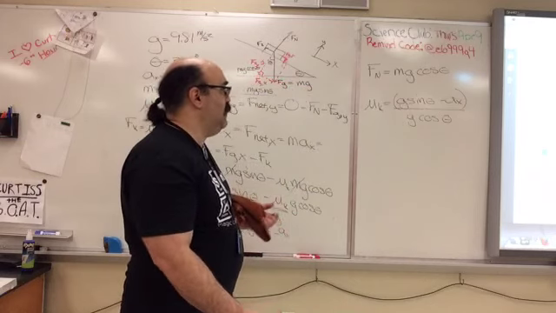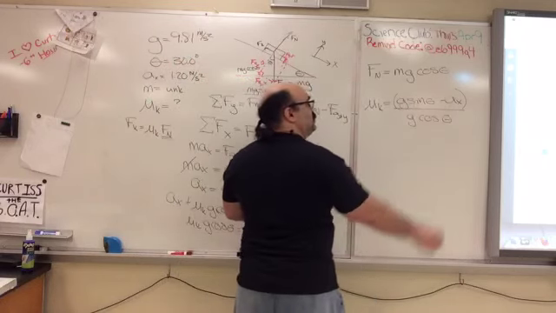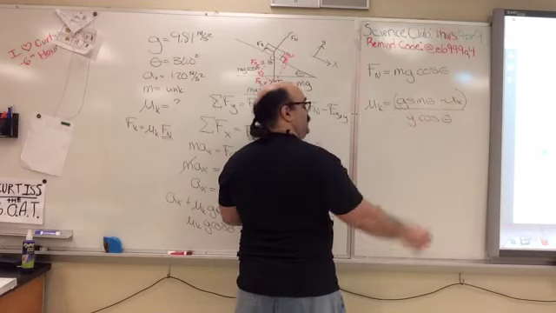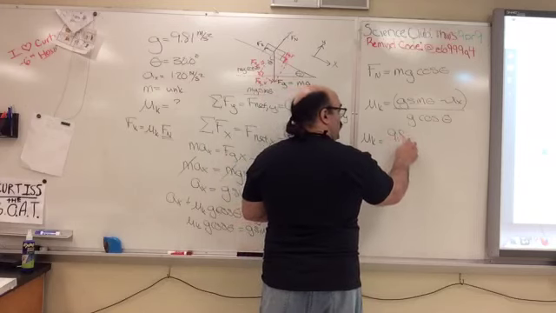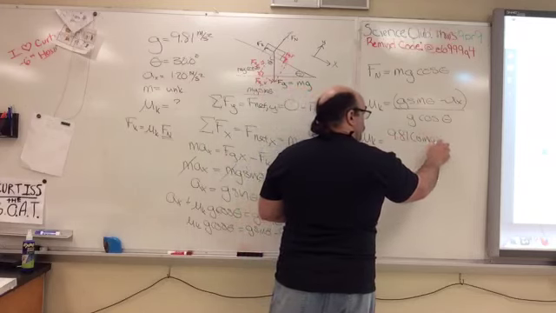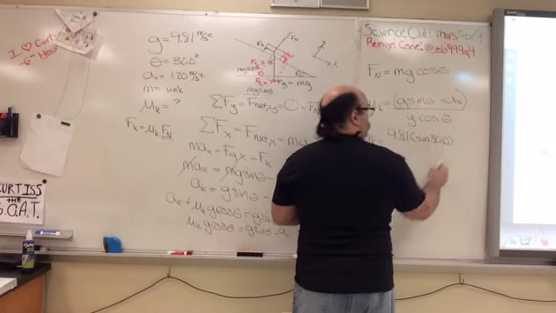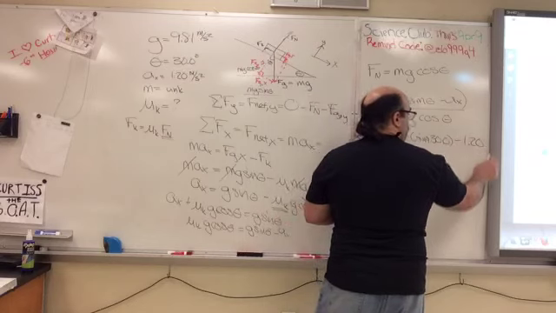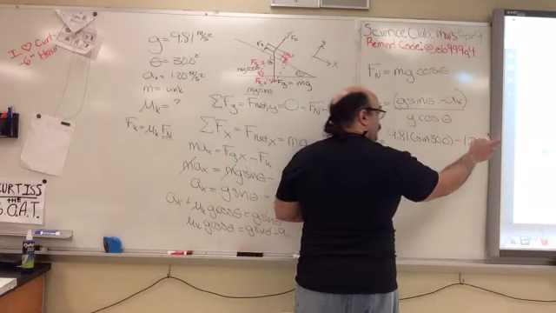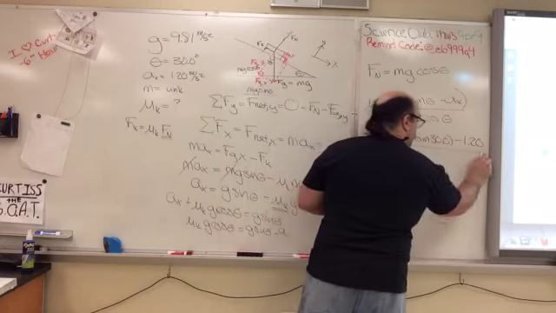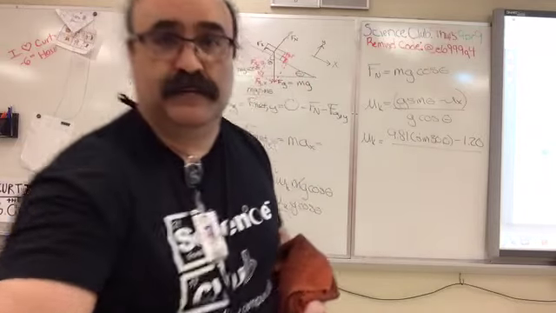Now we've got everything solved, and I know all of these terms. I was given the acceleration, I know what the angle is, and we know what g is. So mu sub k must equal then 9.81 times the sine of 30, not theta, 30 now, minus 1.20. Again, this is in meters per second squared. This is a unitless number. This is in meters per second squared, and the bottom is in meters per second squared. My units are going to cancel out, which is good. That's what we want.